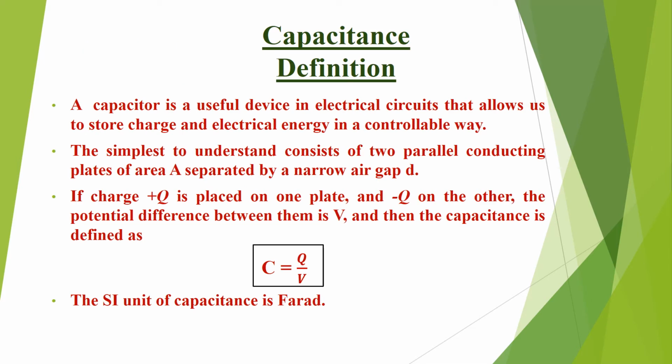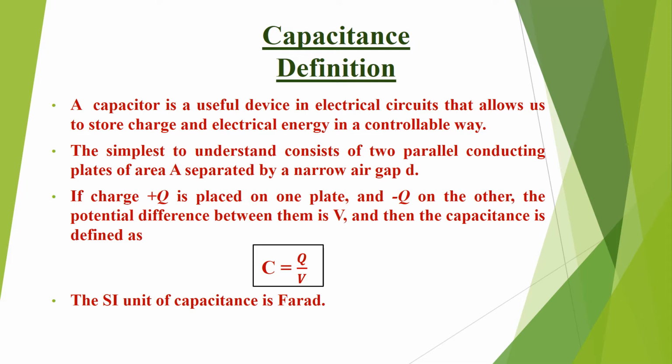First we are going to say what the definition of capacitance is. Generally, a capacitor is a useful device in electrical circuits that allows us to store charge and electrical energy in a controllable way. The simplest to understand consists of two parallel conducting plates of area A separated by a narrow air gap D. If charge plus Q is placed on one plate and minus Q on the other plate, then the potential difference between them is V.